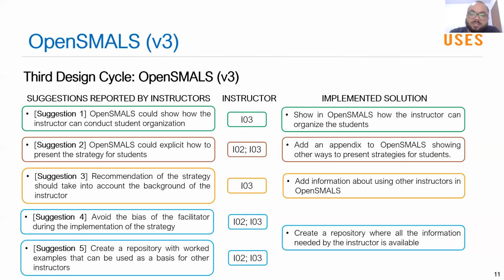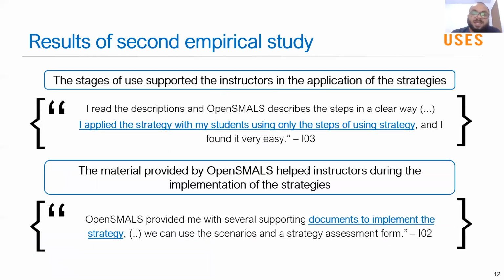So we implemented the improvements in a new version of OpenSmall, and this time we turned OpenSmall into a repository where all the information is available to the instructor. And after that, we carry out the second empirical study. The results showed the stage of use supports the instructor in the application of this strategy, and the material provided by OpenSmall helps the instructor during implementation of these strategies.